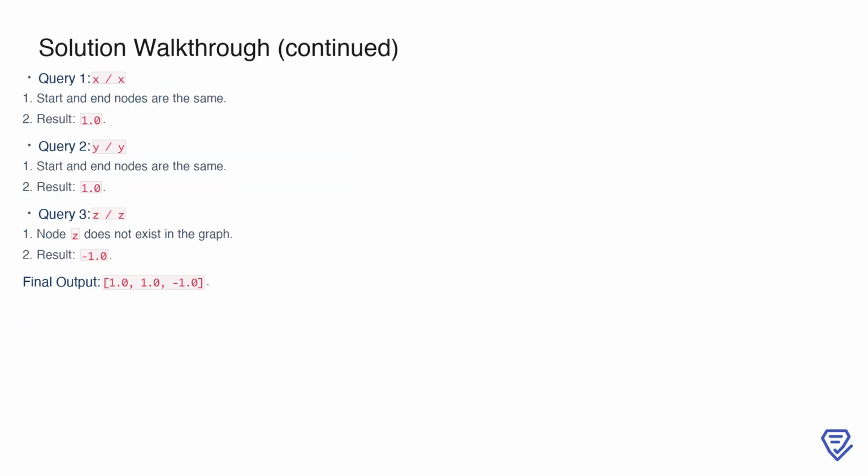For the queries in this example, we start with x/x. Since the start and end nodes are the same, the result is 1.0. Similarly, for y/y, as the start and end nodes are identical, the result is also 1.0. Finally, for z/z, node z does not exist in the graph, so the result is -1.0. The final output for this example is therefore 1.0, 1.0, -1.0.